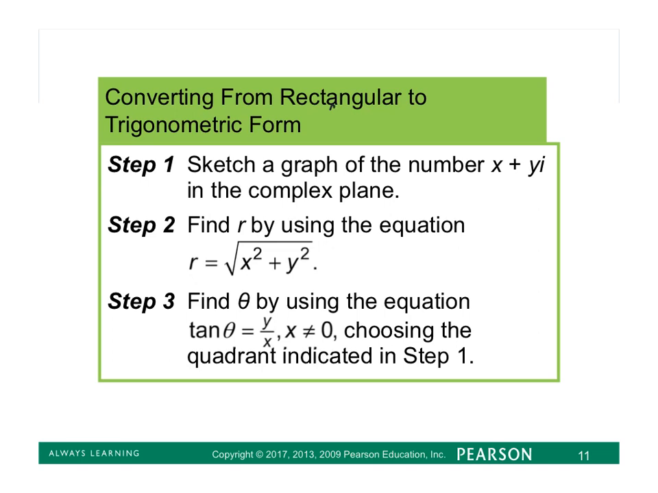Converting from rectangular to trigonometric. So you sketch the graph of x plus yi, like I did before. Find r by doing, remember, this is how we find what's called the modulus. It's called the absolute value. And the reason it's absolute value is that when you square root something, you only have a positive answer.